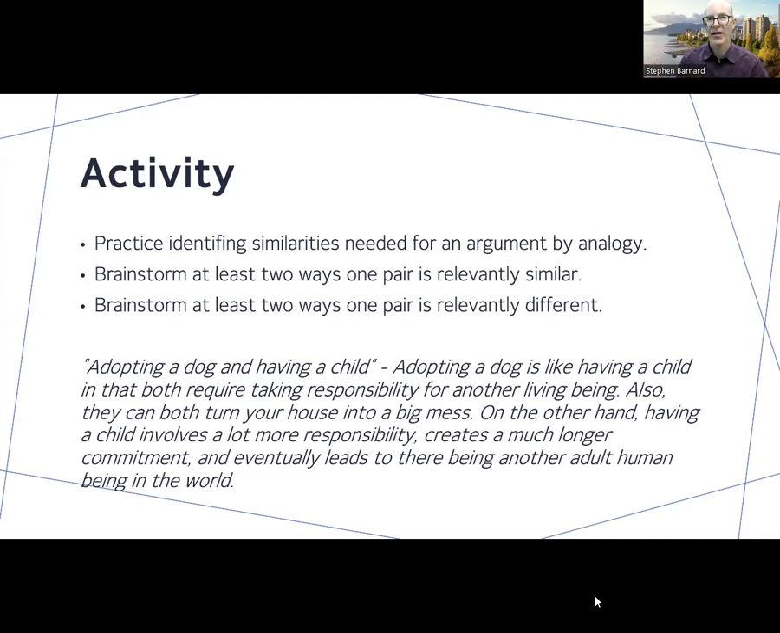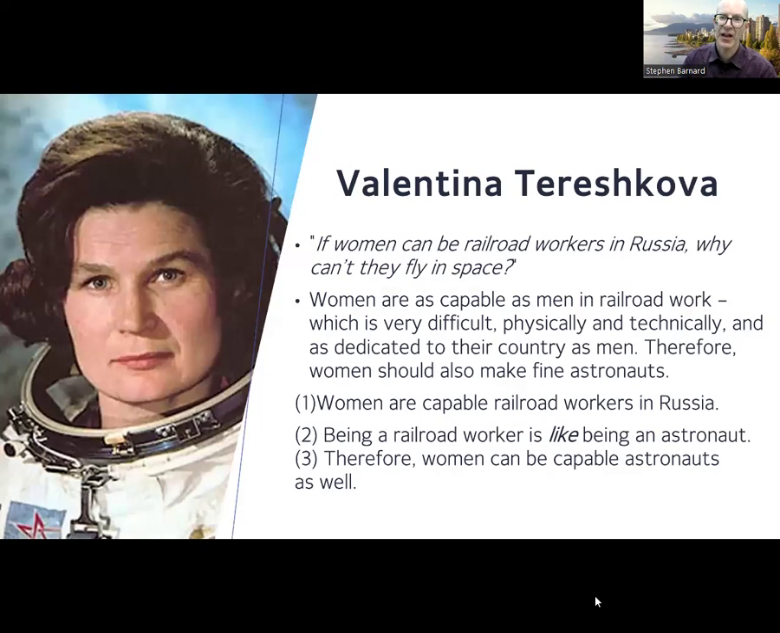Like, for example, the first female Russian astronaut said that, if I go back here, I don't want to misquote her. Yeah, if women can be railroad workers in Russia, why can't they fly in space? Here she's saying that women can be capable railroad workers. Therefore, railroad work and astronaut work are similar in a variety of different ways. Therefore, women should also be able to be astronauts, and women can be capable astronauts as well. So the similarities actually have a point. She's saying that being a railroad worker and being an astronaut have relevant similarities. So if women are able to do one, they should be able to do the other.